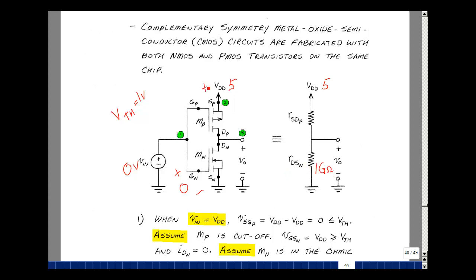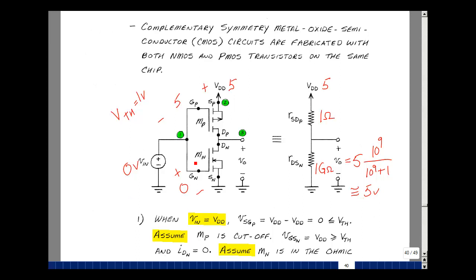And now what's the source to gate voltage for the P-channel device? Well, it's 5 volts minus 0, or 5 volts. That's greater than threshold, so this is either in current saturation or in ohmic. Let's assume it's in ohmic because it's a switching circuit, and so it's going to be a low resistance. Let's again put maybe 1 ohm here. What's the output voltage? It's 5 volts times 1 gigaohm over 1 gigaohm plus 1, and that's 4.99999, about 5 volts. The input's low, the output's high.